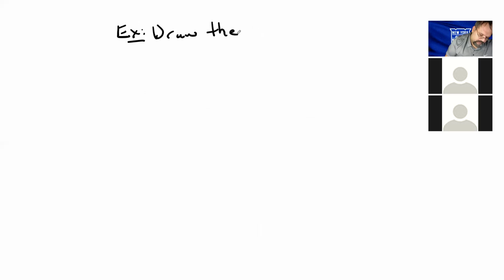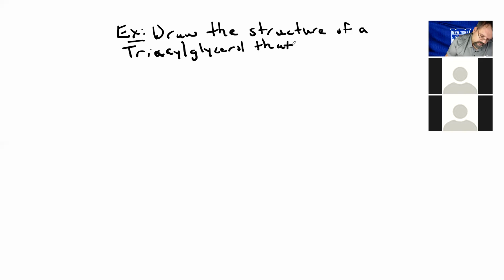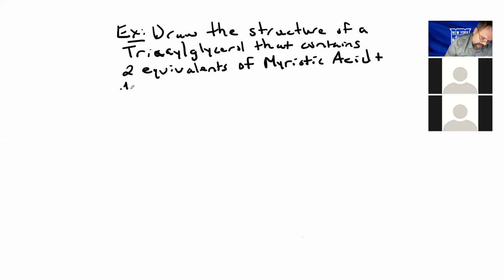Draw the structure of a triacylglycerol that contains two equivalents of myristic acid and one equivalent of palmitoleic acid. Now let's give you a couple structures.